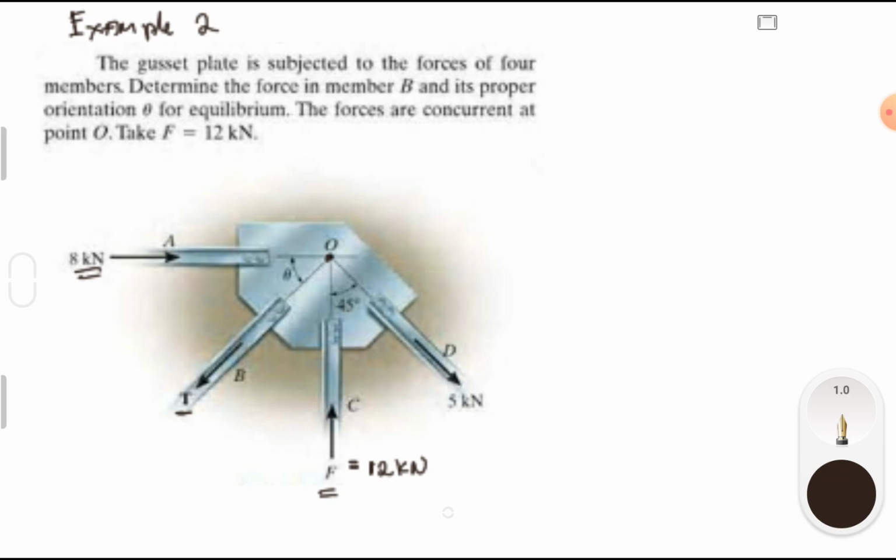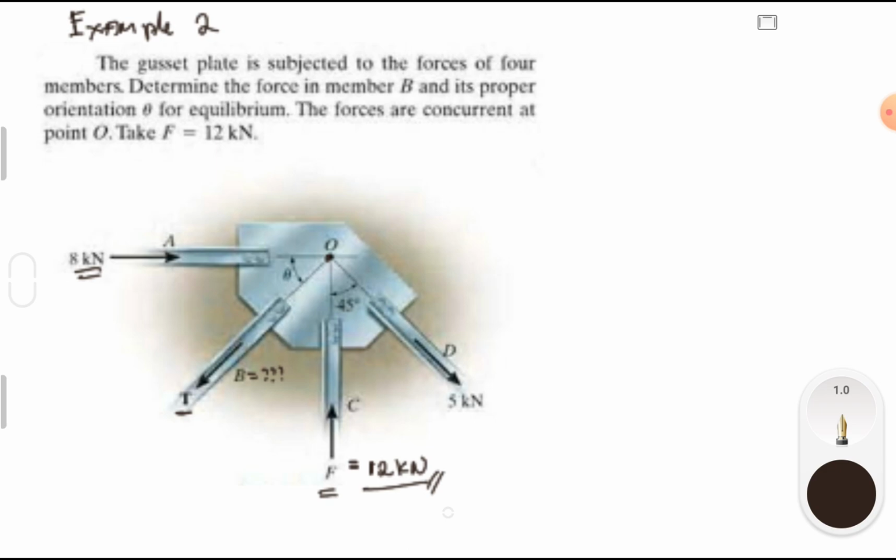Okay, so according to the body, your F is equal to 12 kilonewton. And then your member B has an unknown force in its orientation or theta for the equilibrium. So how will we solve this one?